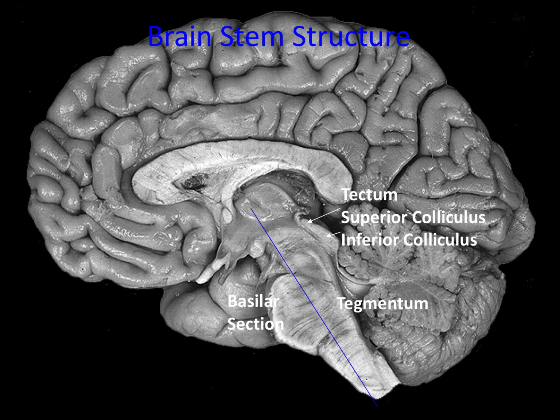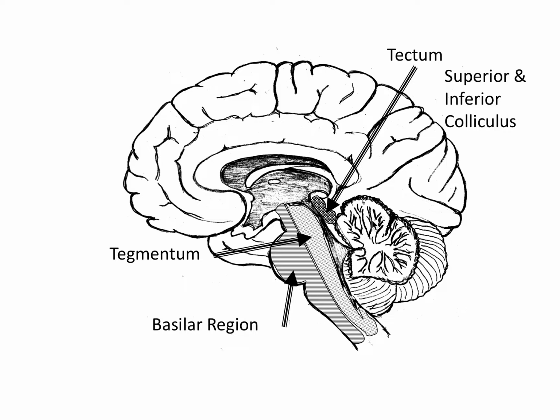If we talk about the basic structure of the brainstem, we can divide it into two halves. We have a basilar section, which is more towards the front or ventral area. And then we have the tegmentum, which is the back half or the dorsal side of the brainstem. We also have a small region on top of the midbrain that we call the tectum, which contains the superior colliculus and the inferior colliculus. And here's just a drawing of those: the basilar section, the tegmentum, and the tectum up above.